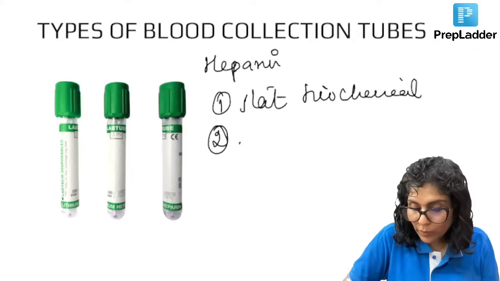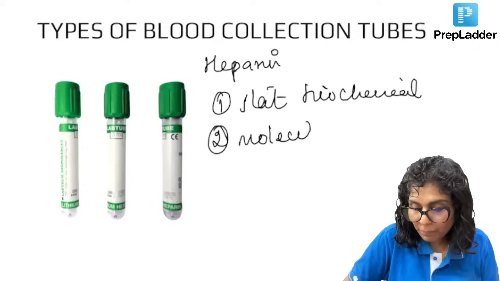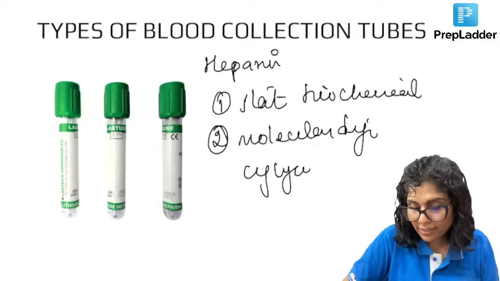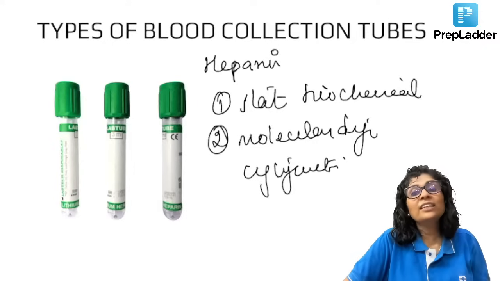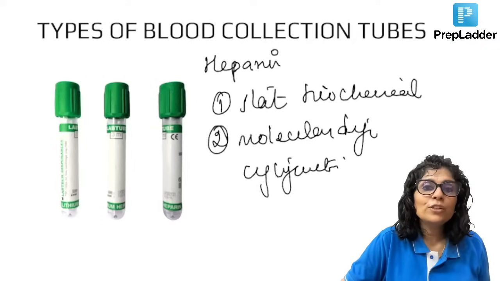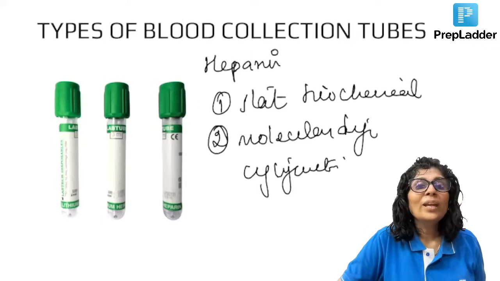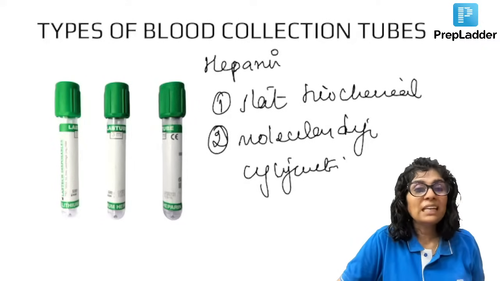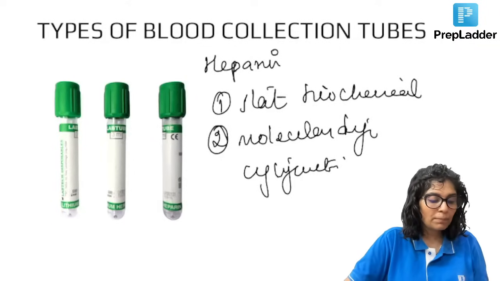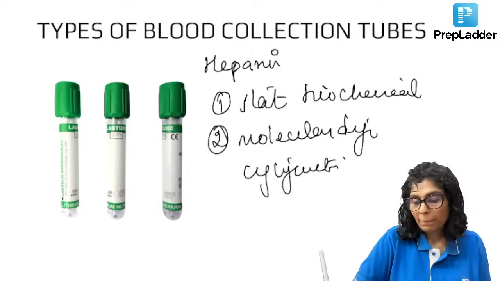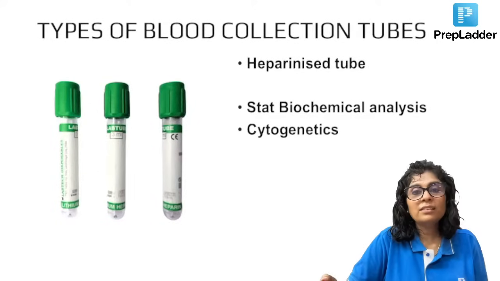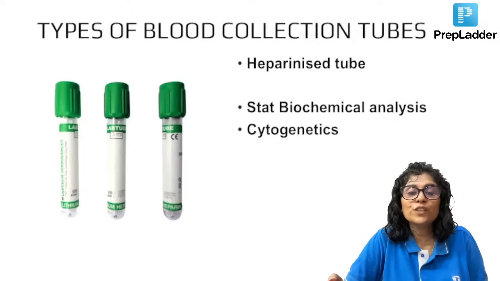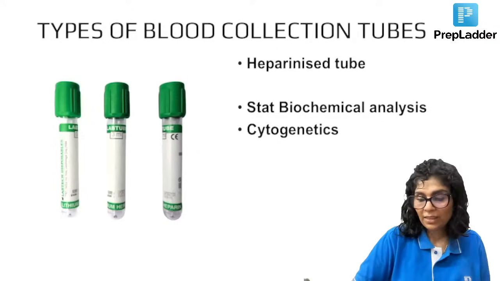Okay. Otherwise, it is used in genetics, for molecular diagnostics and for cytogenetics, because heparin does not affect DNA, does not affect RNA. For molecular diagnostics and cytogenetics, whenever DNA or RNA has to be extracted, we can collect a blood sample in a green topped tube. So green top tube is heparin for STAT biochemical analysis and for molecular diagnostics and cytogenetics.